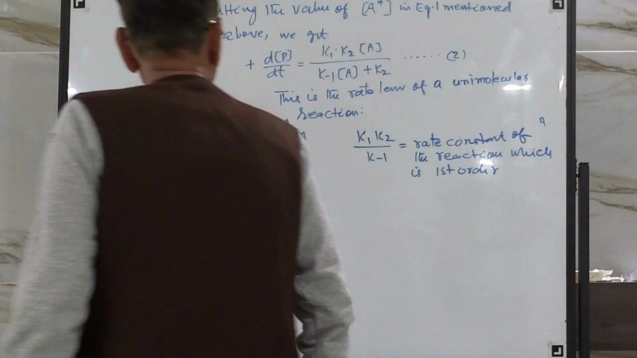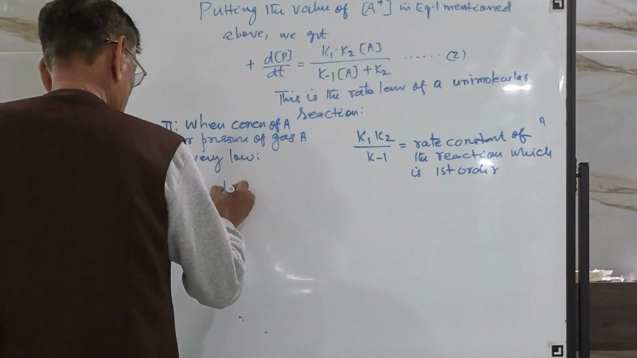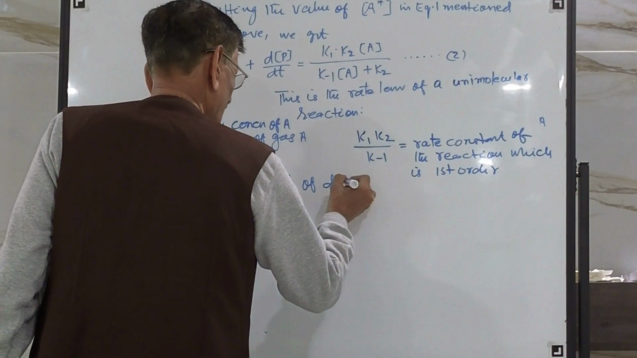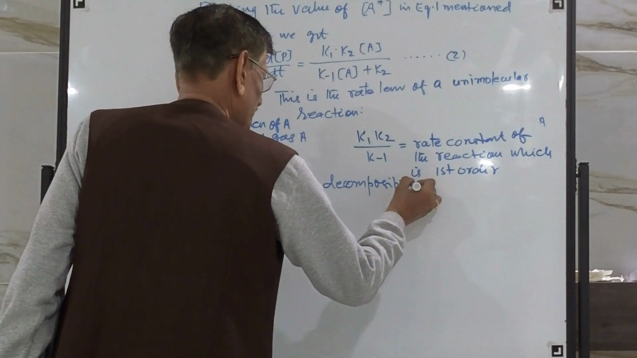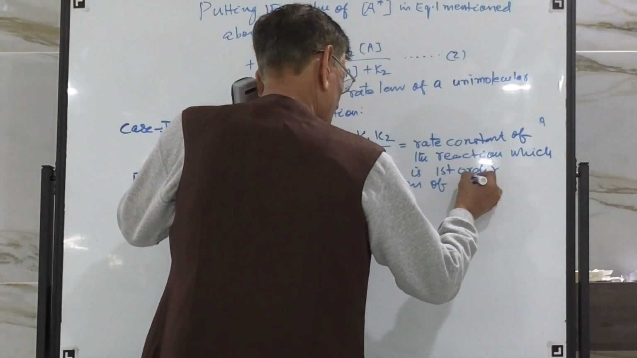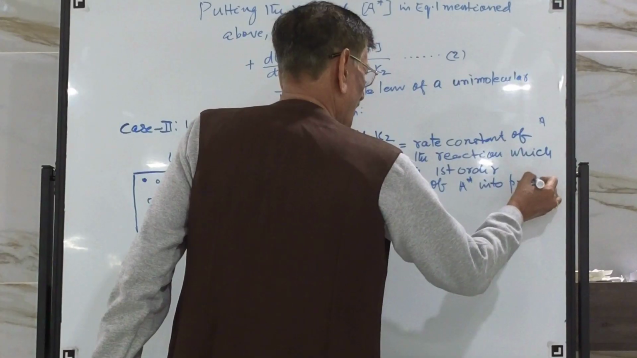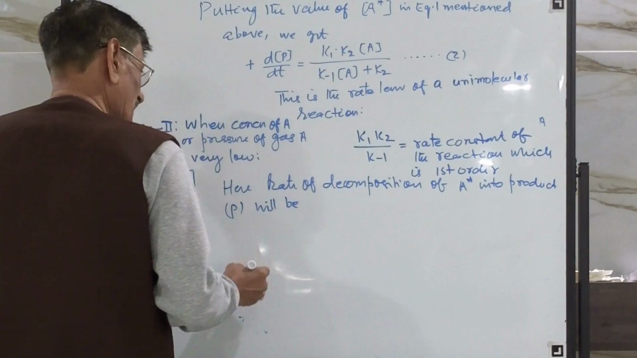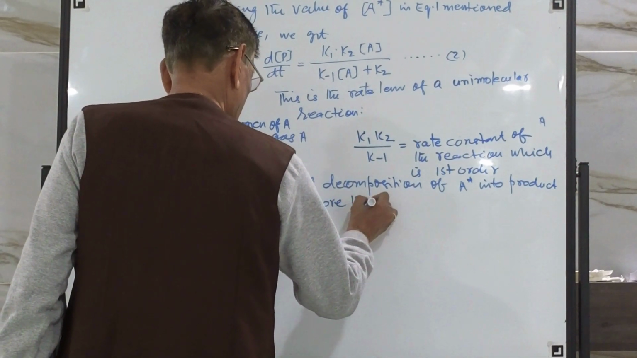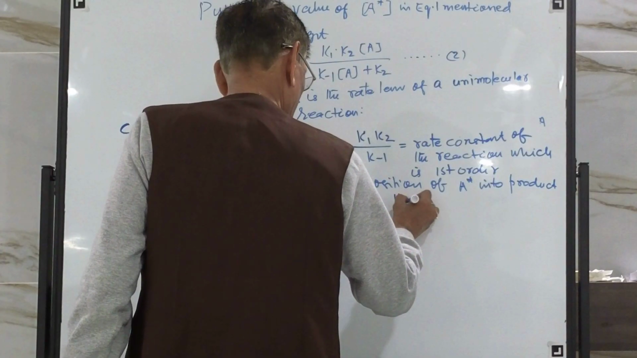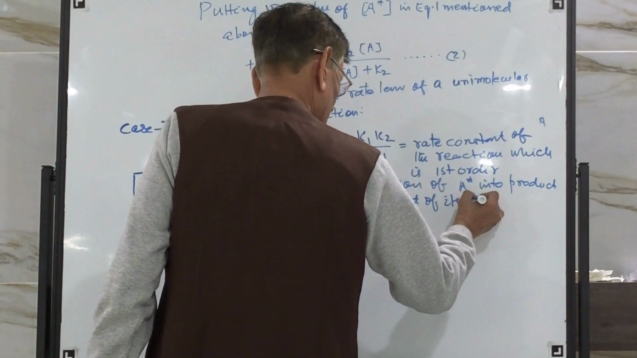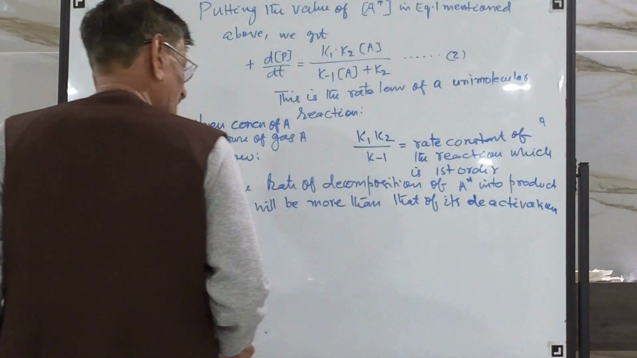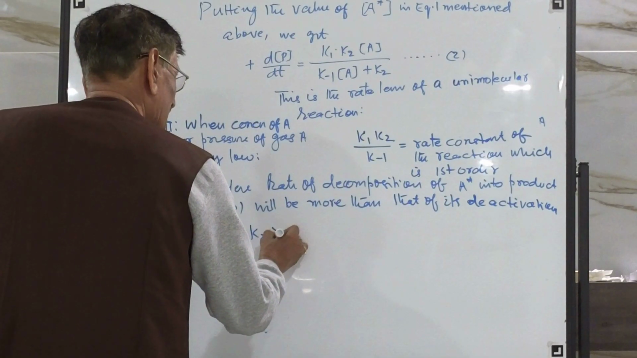So in such a case, the situation will be just the reverse. Here the rate of decomposition of A star into product P will be more than that of its deactivation. So K2 is greater than K minus 1.